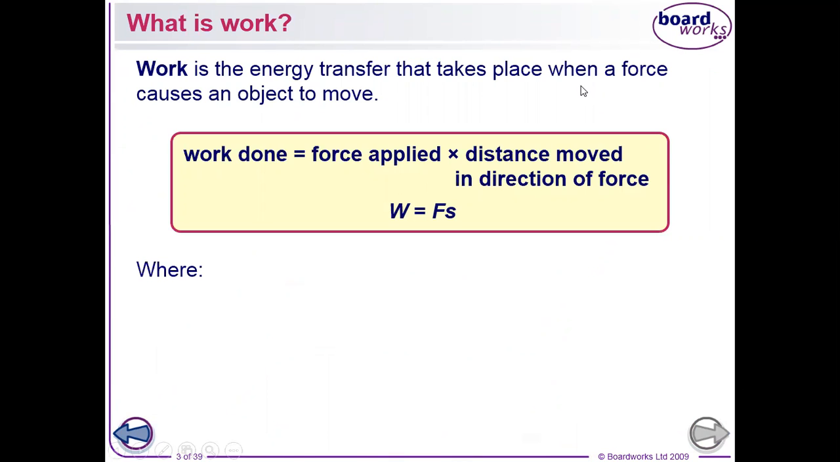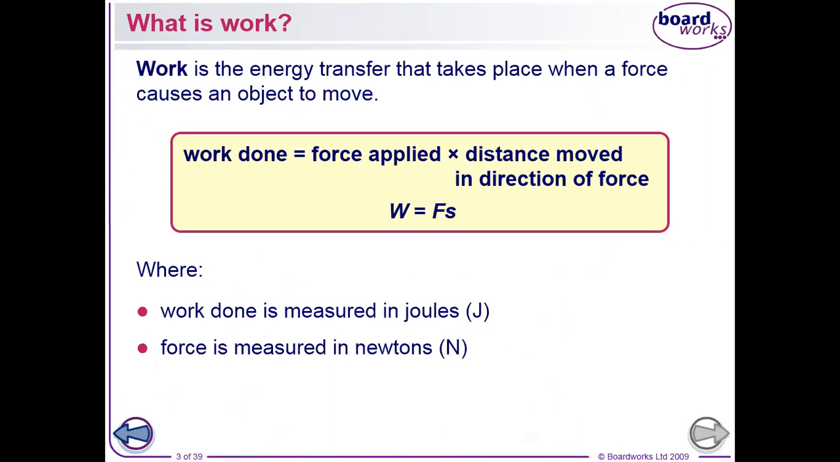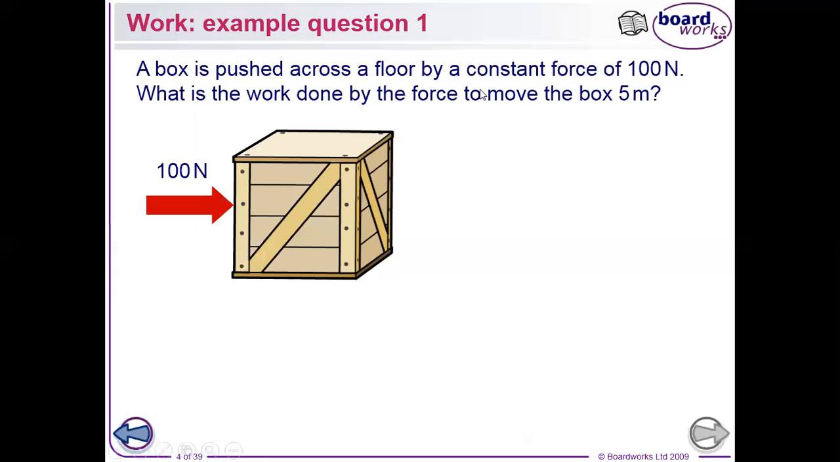If you look at the formula there, we know that work done is measured in joules, since force is in newtons and the distance is in meters. So basically, when we are calculating work done, the force must be in newtons and the distance must also be in meters. We look at an example here.